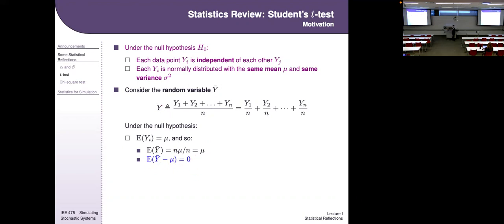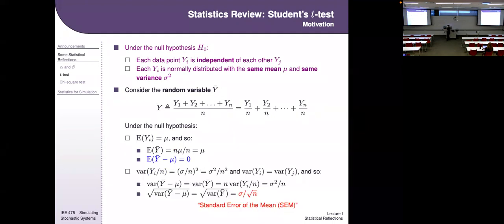So if you take a bunch of data and you calculate y bar minus mu over and over again for different samples of data, then it's going to be clustered around 0. Its mean will be 0. So then we can also calculate the variance of this thing.